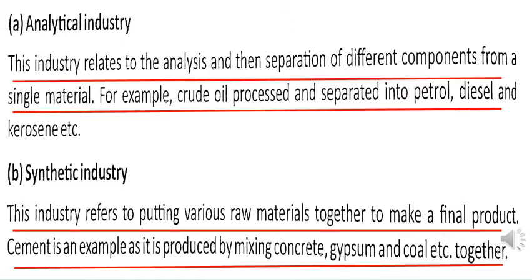So I hope that this is clear. The second type is synthetic industry. This industry refers to putting various raw materials together to make a final product. Cement is an example as it is produced by mixing concrete, gypsum and coal together.